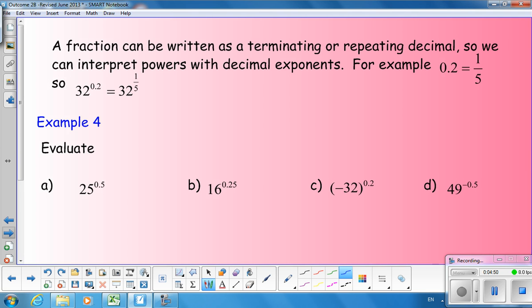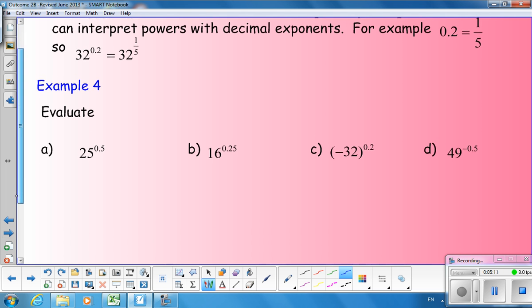A fraction can be written as a terminating or a repeating decimal, so we can interpret powers with decimal exponents. So for example, 0.2 is equivalent to 1/5. So 32 to the power of 0.2 is equivalent to 32 to the power of 1/5. Let's look at some examples.